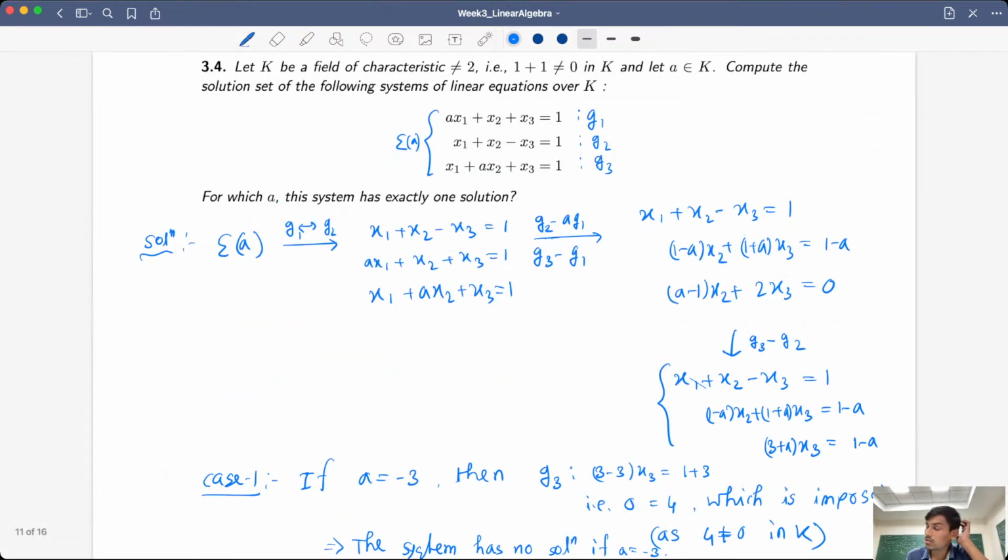In your assignment you will also see this kind of question, so you should solve it in this form. You should first apply Gauss elimination, the three basic row operations, and after doing that you will reach this form. Then you consider the cases whenever you are dividing by something, so that should be non-zero or have an inverse in your field, so use that and you get this condition.